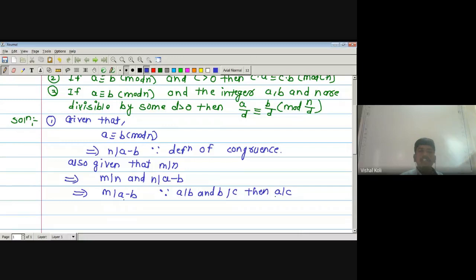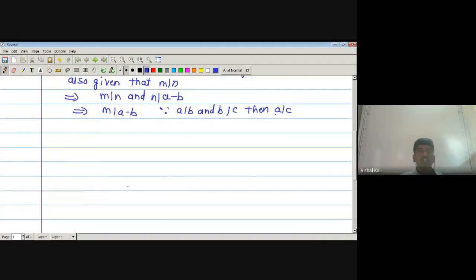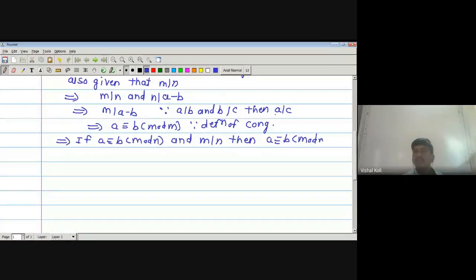So here, as m divides A minus B, now here we have to apply the definition of congruence. As here m divides the difference of two integers A and B, then by definition of congruence, A must be congruent to B modulo m. Okay, which is again from the definition of congruence. Okay, so here we get from this we say that if A is congruent to B modulo n, yeah, so first statement will be true.